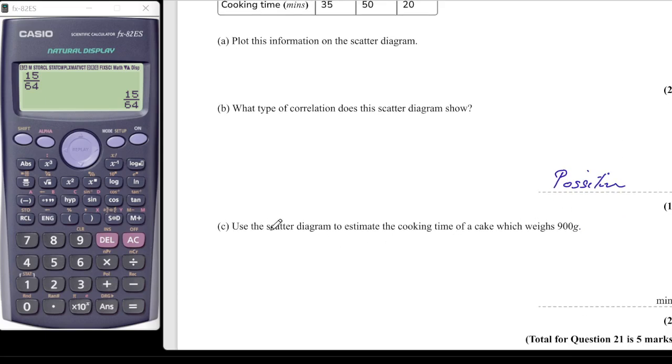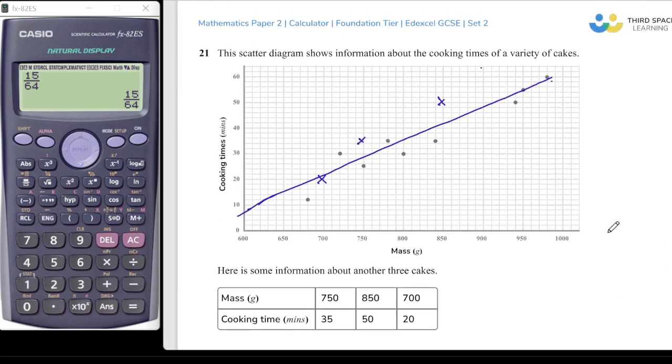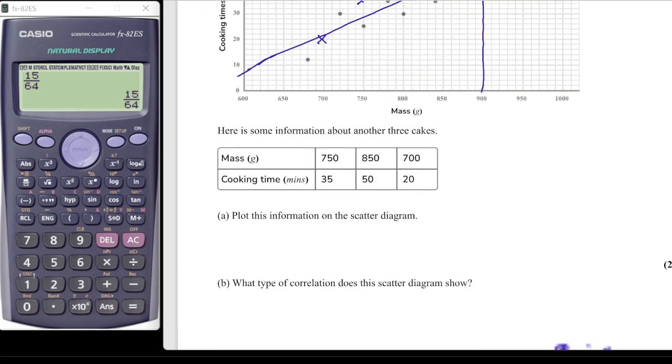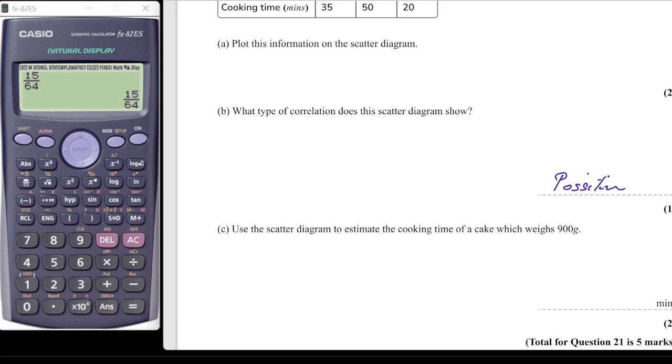So use the scatter diagram to estimate the cooking time for a cake which weighs 900 grams. So I'm going to go 900 grams up to my graph. Where it hits, I'm going to go across. So I'm looking at 48 by my graph. So I'm going to go 48 minutes.